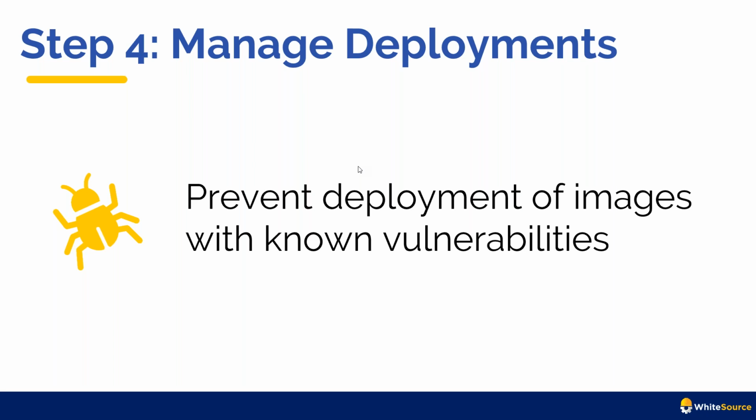So it's really important to have a gate that prevents deployment of images with known vulnerabilities. And in Kubernetes, for example, they have admission controllers, which can actually do this quite automatically. There are very good tools to actually do it automatically. So it's really important to take advantage of that and actually use it.